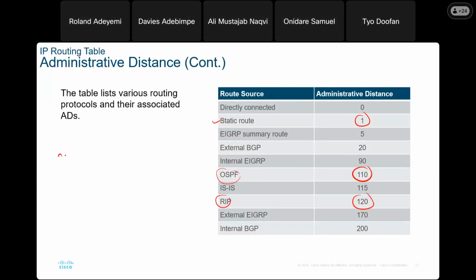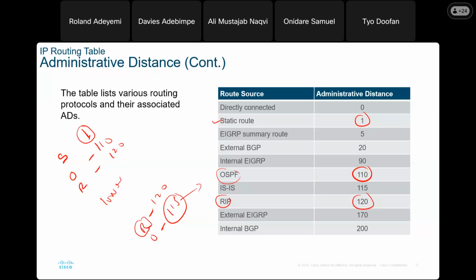So if our router is learning something from static route with an administrative distance of 1, it's learning the same information from OSPF with administrative distance of 110, and it's also learning the same information from RIP with administrative distance of 120. It believes the report of the protocol that has the lowest administrative distance. The lower the administrative distance, the better the router believes the report. What if it's between RIP and OSPF? RIP is 120. It's a dynamic routing protocol. OSPF is 110. The router would believe the report of OSPF and use OSPF reports to make the final decision.